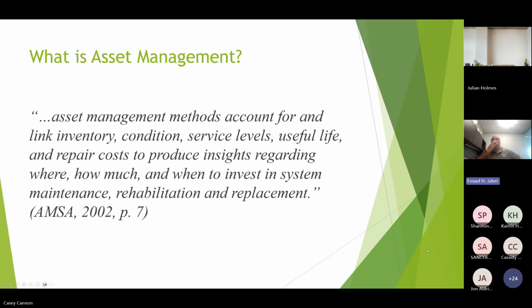Very good. So just the definition again of asset management in general for all gray and green is basically a method to inventory, check on the conditions, service level, and the useful life, and estimate the cost of repair or replacement of a certain system. So that helps to decide where, when, and how to spend your money to keep your assets going on. Next slide, please.